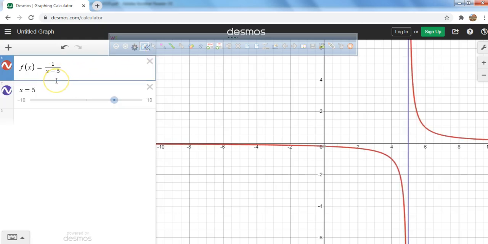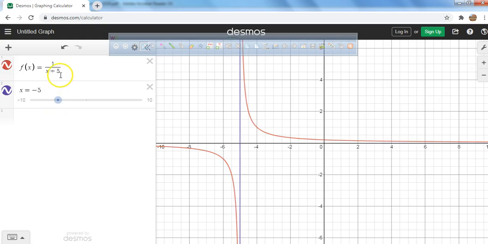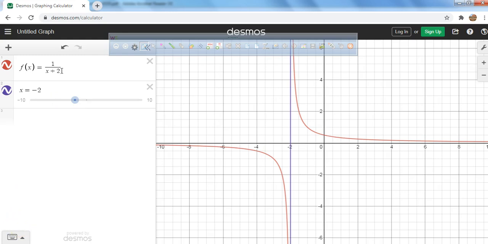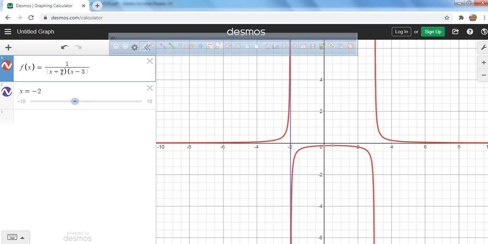Now if I were to say x plus 5, what am I going to have to do? I'm going to have to move the asymptote over, and now we're at negative 5. Well, what happens if I put plus 2? Well, got to move it back over here. Okay. All right, let's add something here. Let's add a parentheses. All right, I put a parentheses. Let's do x minus 3.